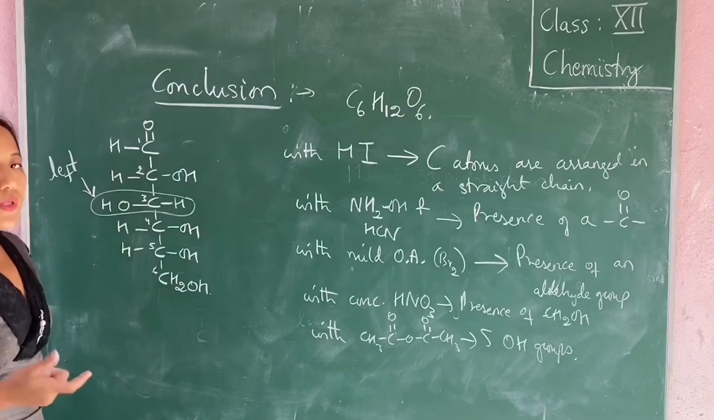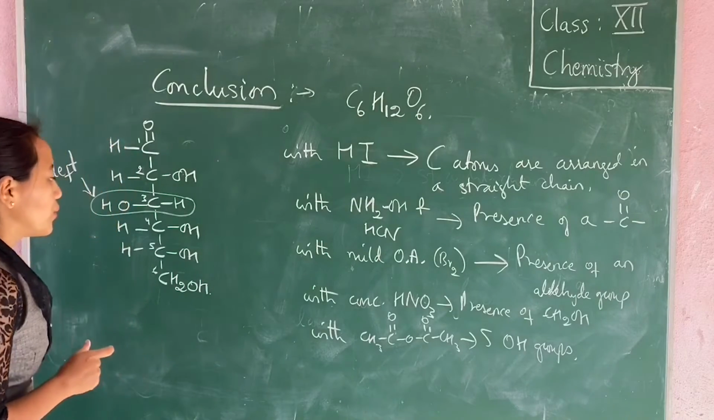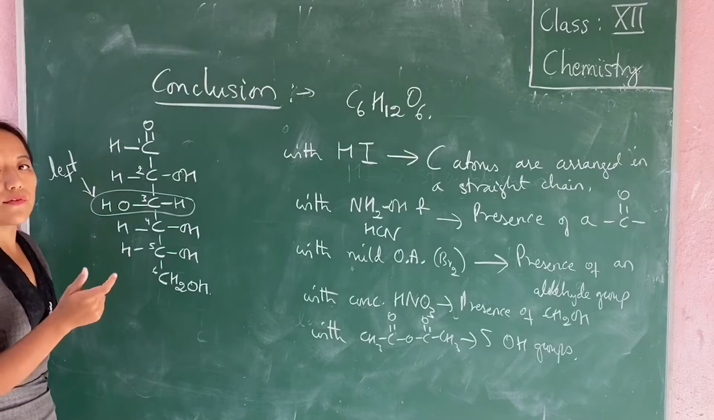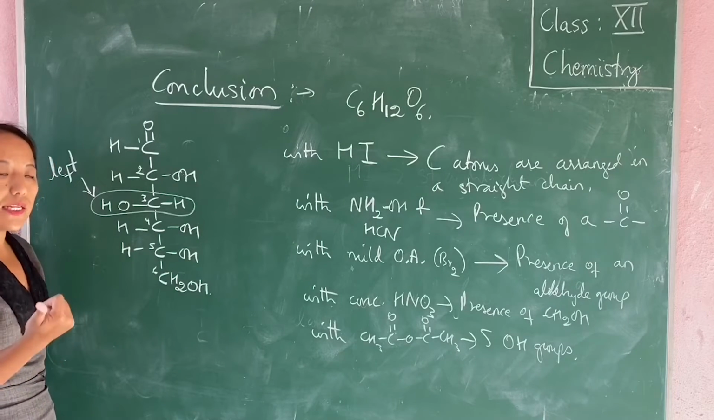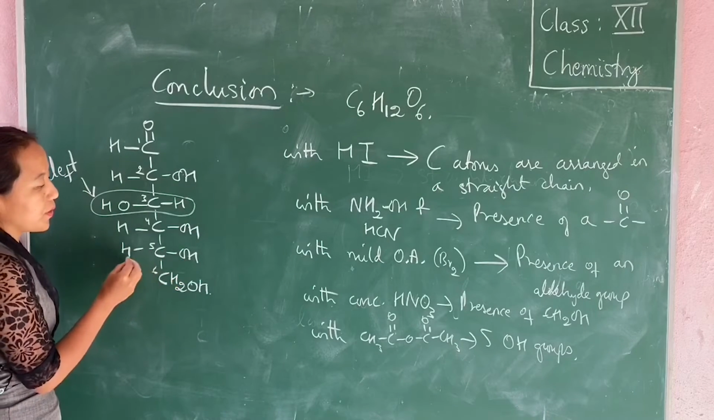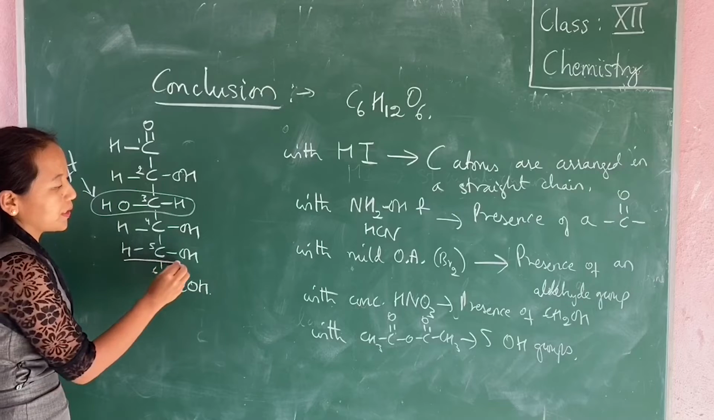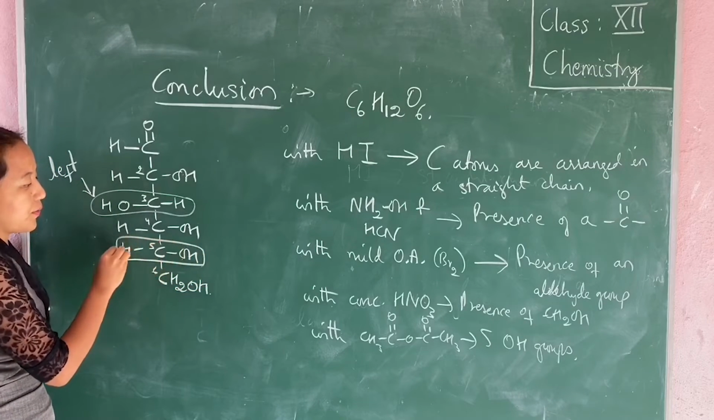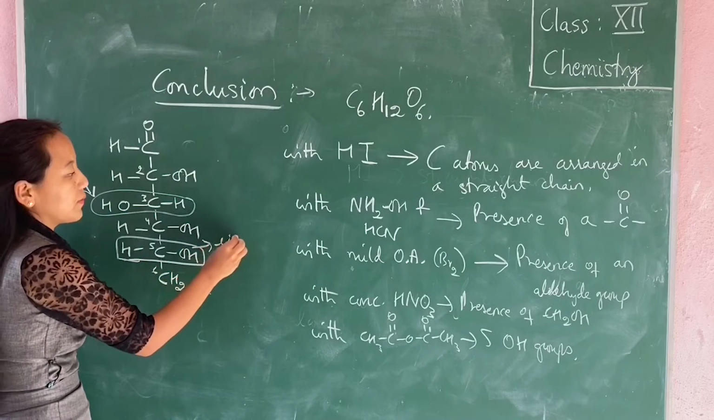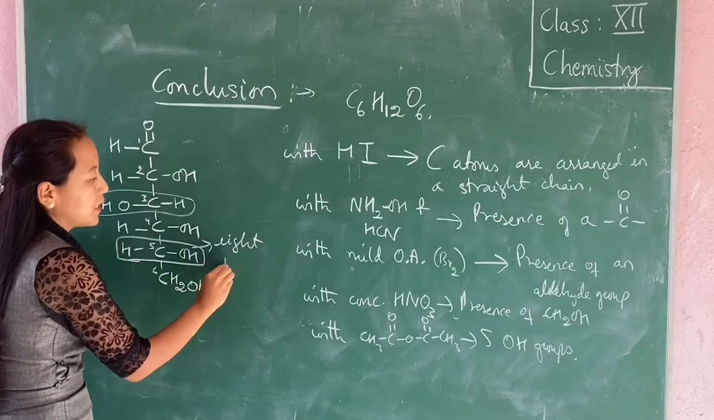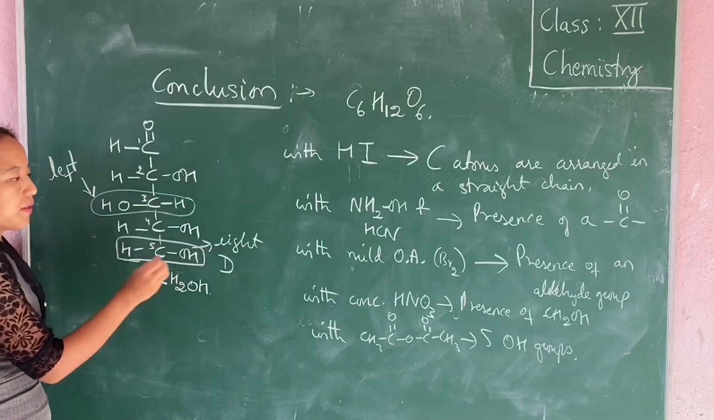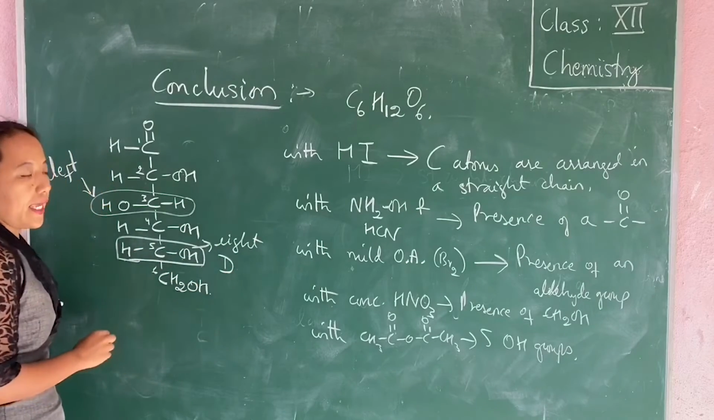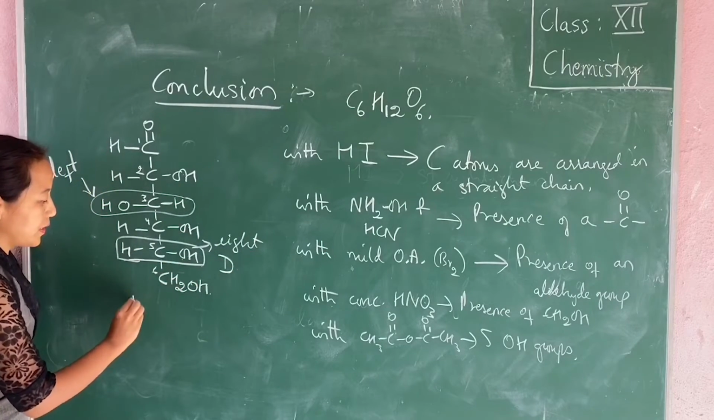Now, depending upon the position of the OH, you have two different types of glucose, that is D-glucose and L-glucose. That depends upon the position of OH on this lowest chiral center. Now in this case, the OH is on the right. If it's on the right, it is called D-glucose. If it is on the left, then it is called L. Now in this case, this is D-glucose.